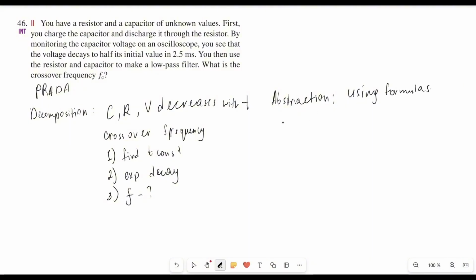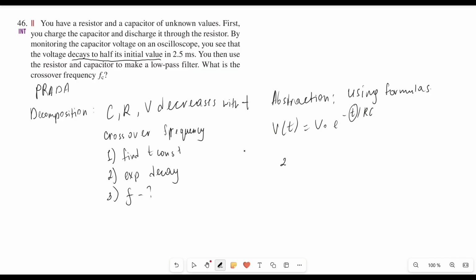So we have the formula for voltage decay. I explained this formula in my first video. It means that the voltage decreases over time. It's time dependent. In the problem, it says that it decays to half its initial value. That means half voltage.